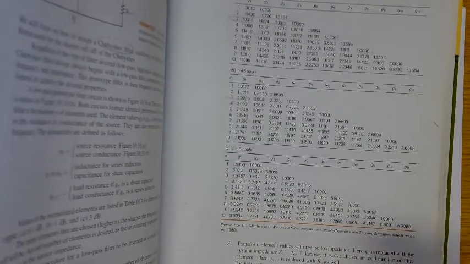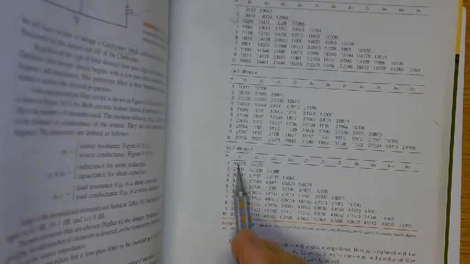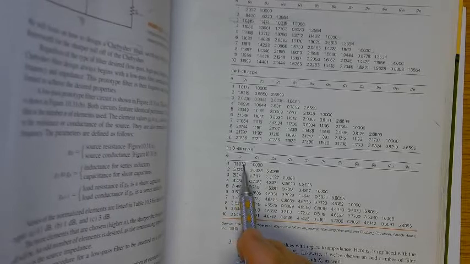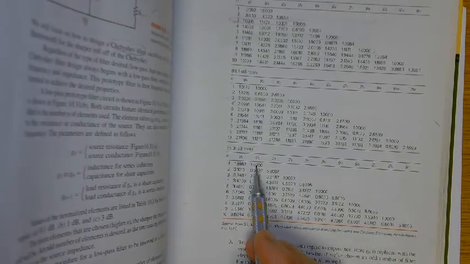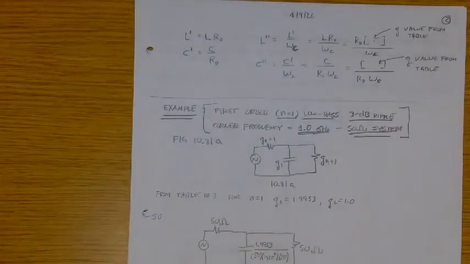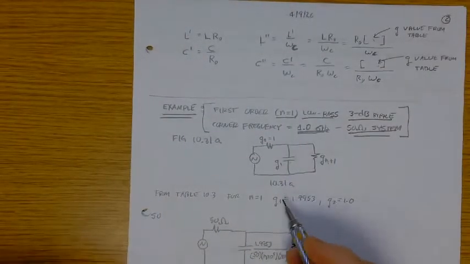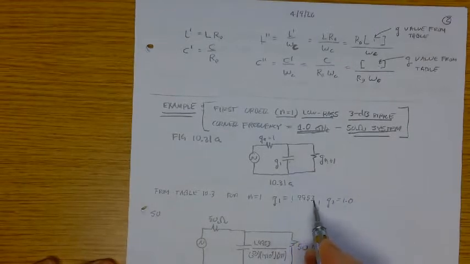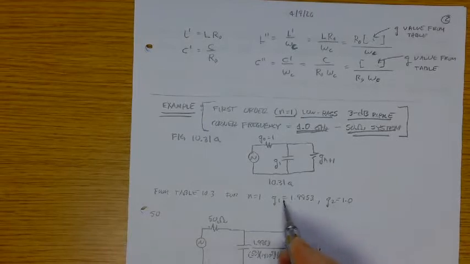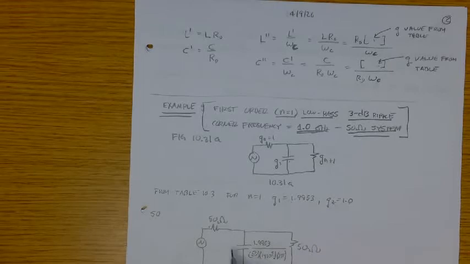So we're at 3 dB ripple, so we're down in this table, and it's first order, and so the number is 1.9953 for G1 and 1 for G2. So G1 is 1.9953, G2 is 1. And so source 50 ohms, because G2 is 1, that's 50 ohms. So here's our cap value.